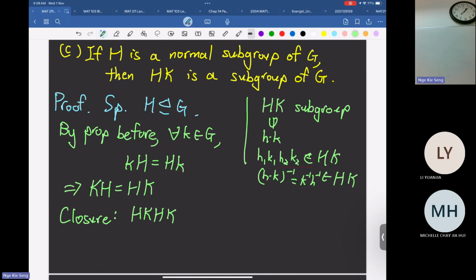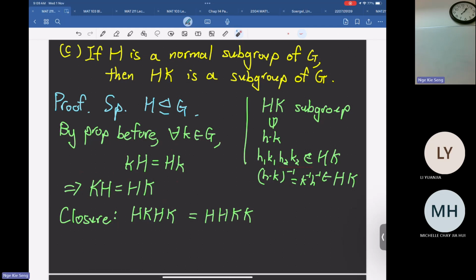You can write it in element notation. So HK, what can I do? I can replace KH with HK. For example, I can replace H2K2 with K3H3, because I have a set equality here: KH equals HK. Every element K1H1 can be written as H2K2, so I can swap. But I change to another product. Still, I can swap positions now.